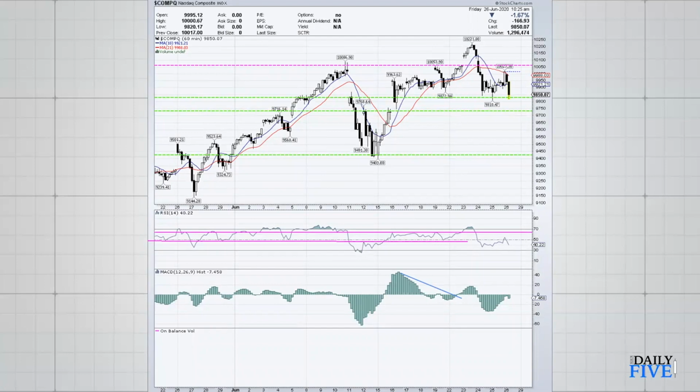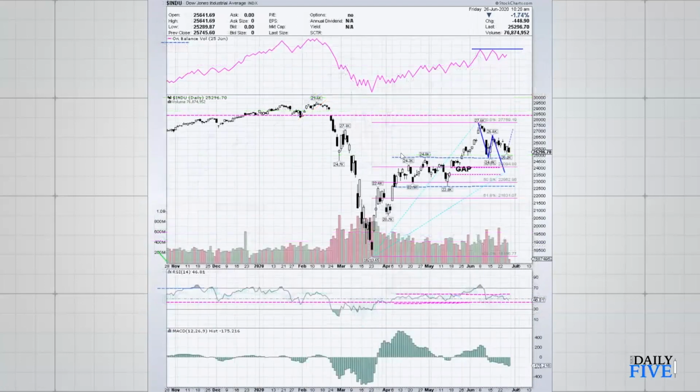Now we're looking at the Dow Jones Industrial, and on this chart, the Dow has been weaker than the Nasdaq and the S&P through the decline and from the March lows back up again.